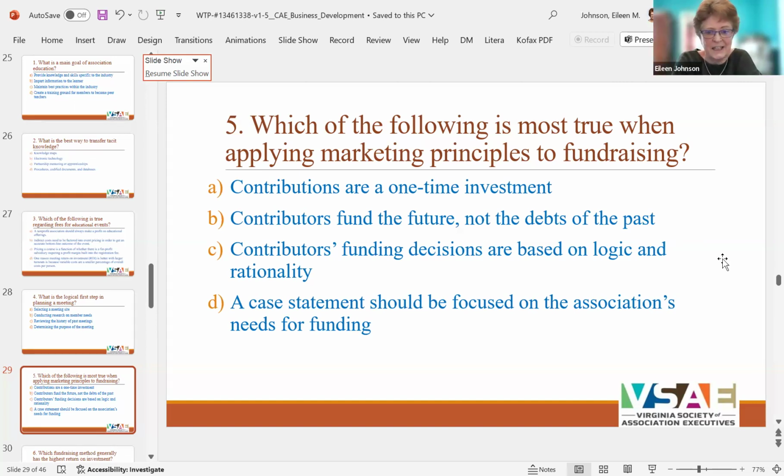I think that's correct. I mean, D is true. You need to have a case statement if you're doing some major fundraising as to why you need the funding. Hopefully A is not true. You don't want one-time contributors. You want repeat donors to the organization. C is not true because people don't give based on logic. They give on emotion. There's this saying in fundraising: people give to people. They don't really give to organizations. So you've got to make a personal connection of some sort. But B is the mantra, saying you need a lot of funds to pay off your debts. That's not a proposal that's going to get you donations.